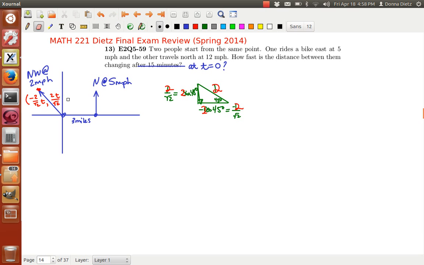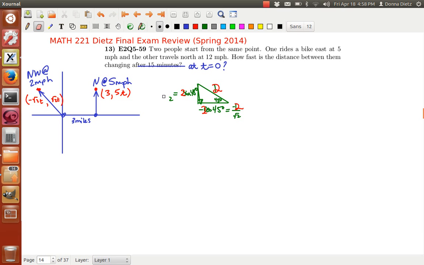Yeah, let's clean that up. It's not required, but we can clean that up because 2 over root 2 is just root 2. There's minus root 2t and root 2t. Whereas this guy is really easy. He's just going north. So his x position is always going to be 3, and his y is just 5t. Okay? So we've got both of these guys figured out.